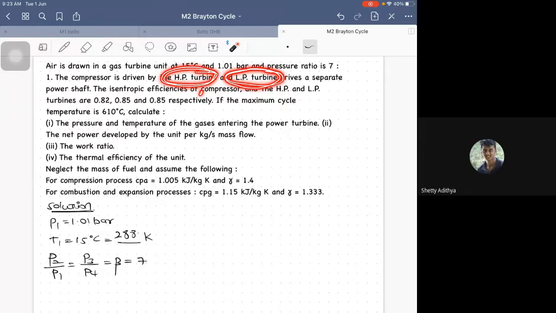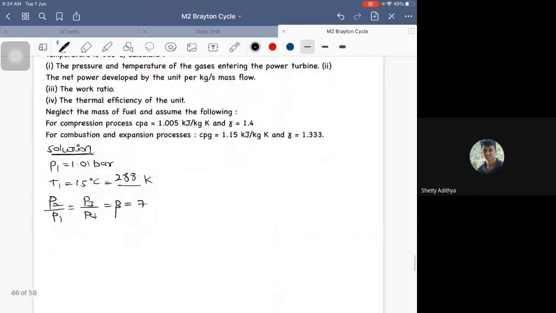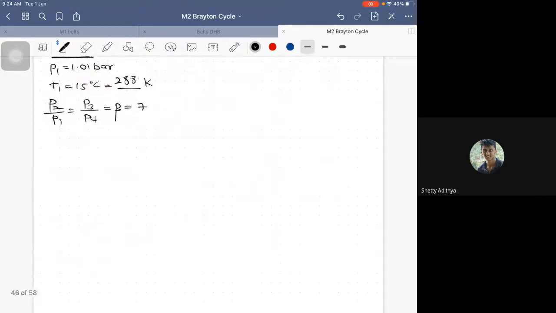So if there are two turbines, that means this is a Brayton cycle with regenerator, or a Brayton cycle with intercooler, or a Brayton cycle with reheater. Which one is this? Reheater. Very good. So just to draw a Brayton cycle with a reheater, how does it look? There would be a single compressor, only one compressor. So this is stage 1.